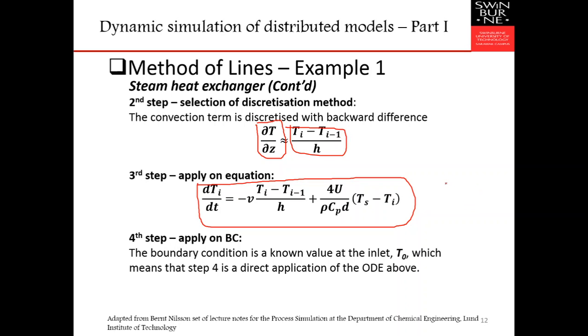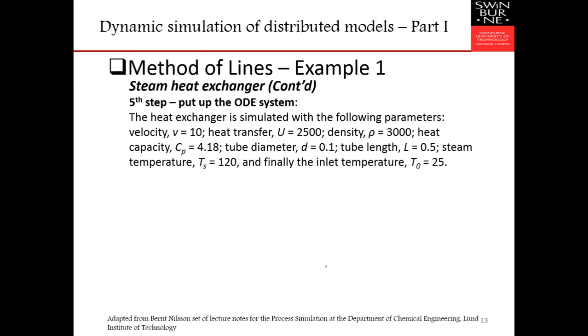We will have the ODE that we need to solve for each mesh point in this form. And since we have a Dirichlet BC where the temperature at the inlet is known, we don't have extra equations from the boundary conditions. Then we can start defining the parameter values: the velocity, the heat transfer coefficient, the density, the heat capacity, the tube diameter, the tube length, the steam temperature, and the inlet temperature.